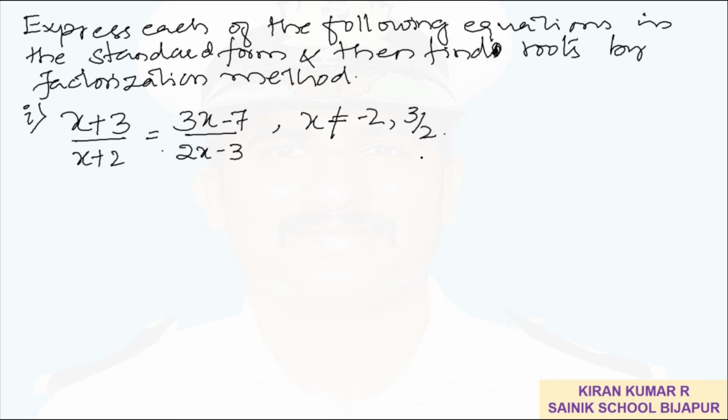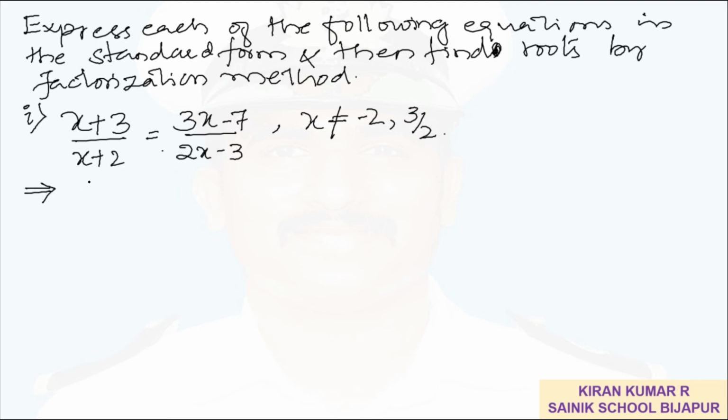The reason why they mention this is, if the x value is −2, this (x + 3)/(x + 2) becomes invalid. The denominator should never be equal to 0. The same way, x value cannot be 3/2. This becomes invalid, obsolete. Therefore, they give this condition. Now this equation is not in a standard form. We have to make this in a standard form. How do we make that?